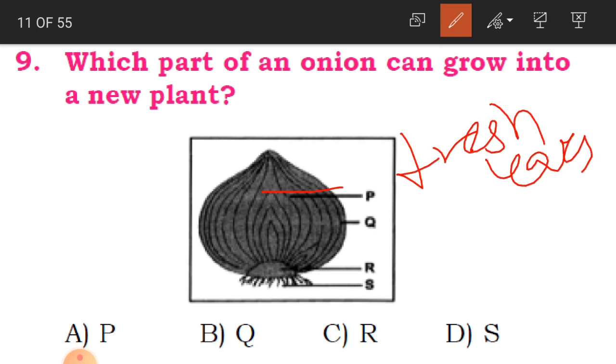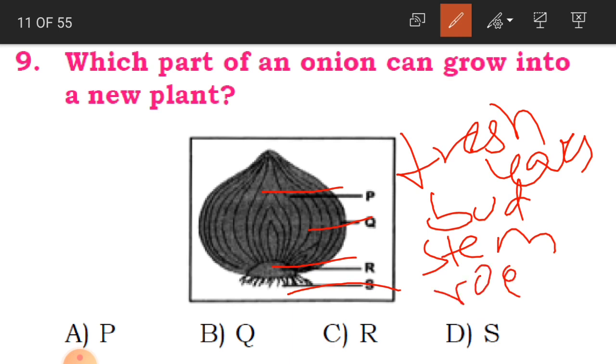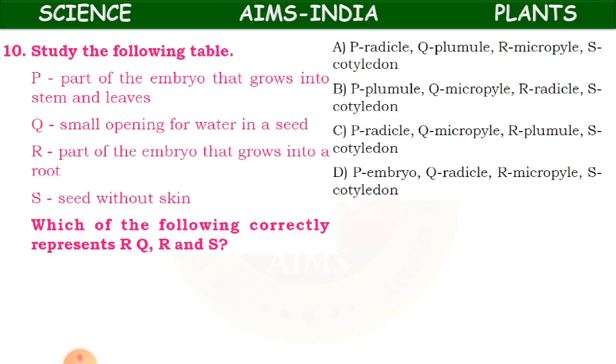Q, what is this? This is a terminal bud, just like a bud. R is the stem. And this S is the roots, fibrous roots. Now what we have to identify is which part of the onion can grow into a new plant. Okay, children, the answer is stem. R, that is the stem. C option is the correct answer. From the stem we can grow a new plant of the onion. We'll move on to the 10th question here.